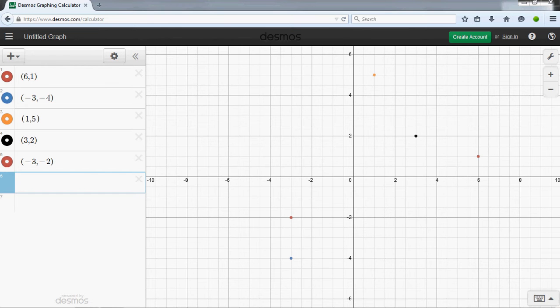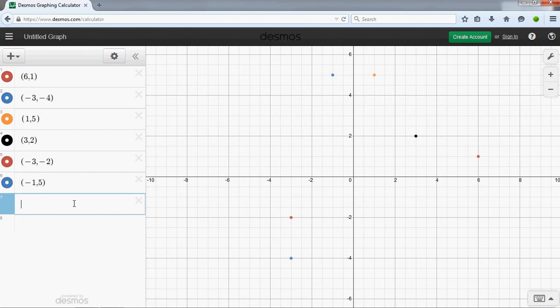Right, what about (-1, 5)? So -1 is the x value, 1, and a positive 5 for the y value, 1, 2, 3, 4, 5. So I think it'll be right about there. And there it is.